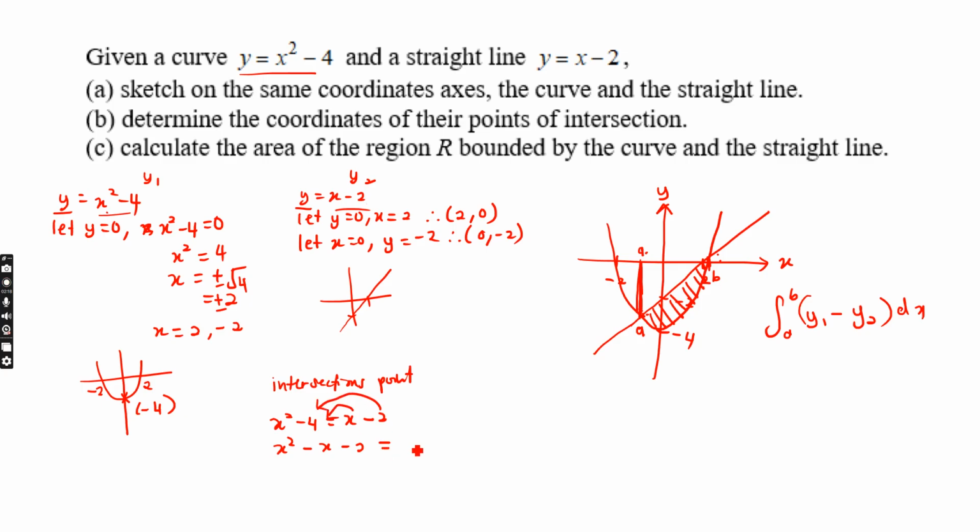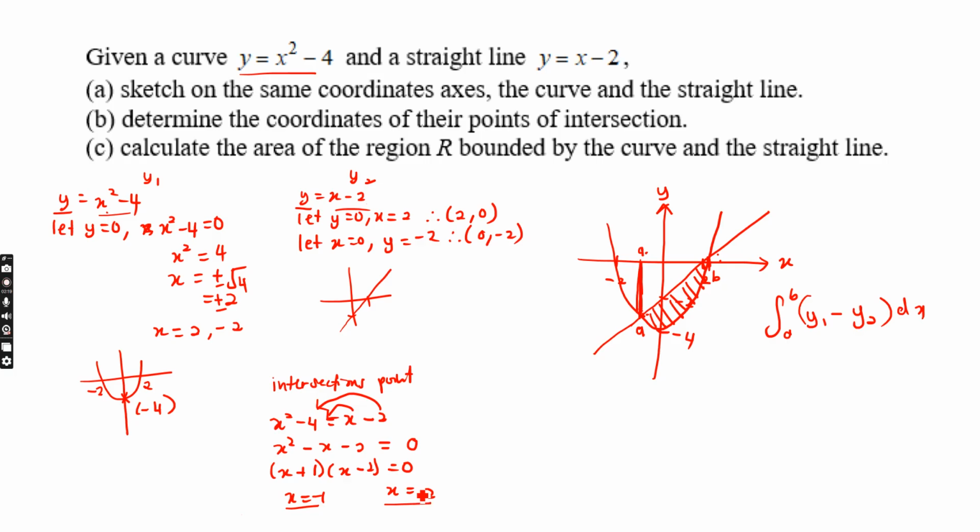Okay, you get a quadratic, which is x squared minus x minus 2. Then you factorize: (x plus 1)(x minus 2) equals 0. Then here you get the value of x equal to negative 1, and another x is equal to 2, right?